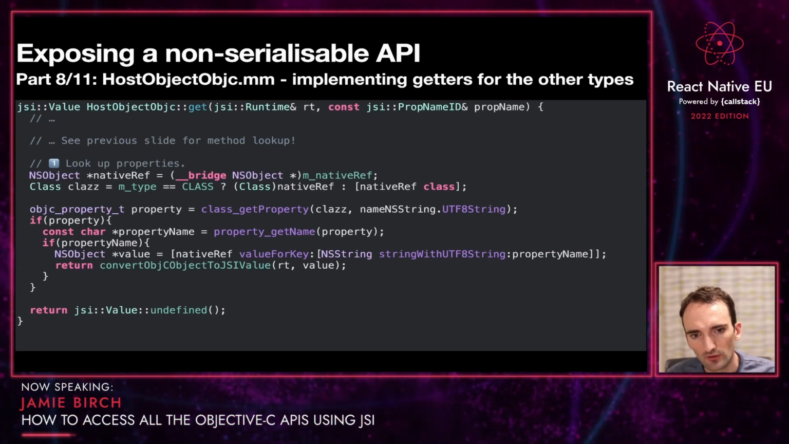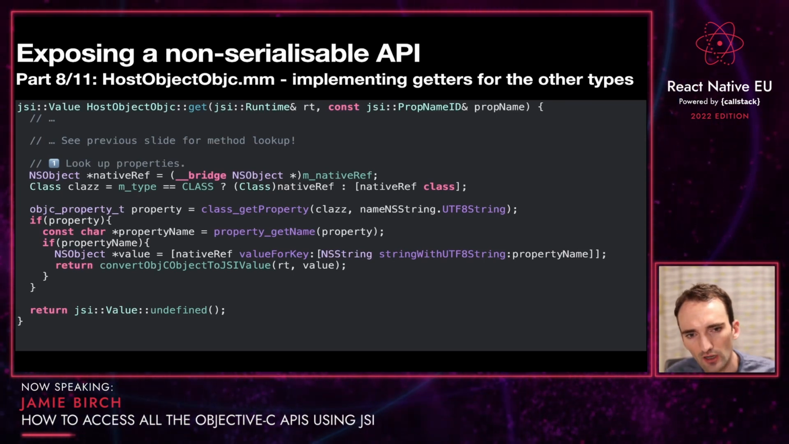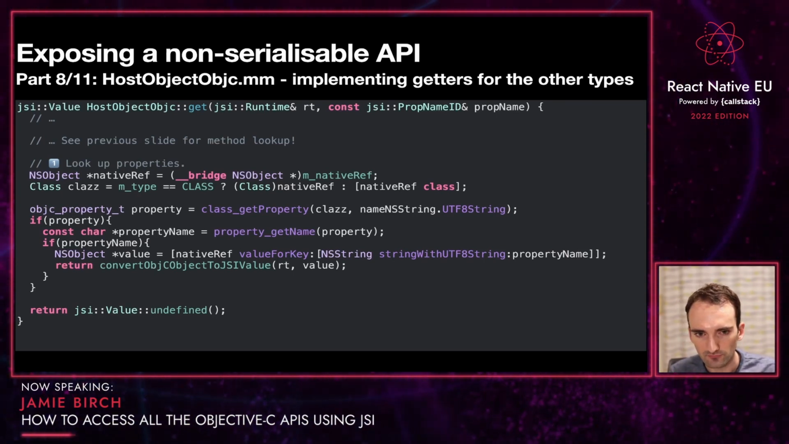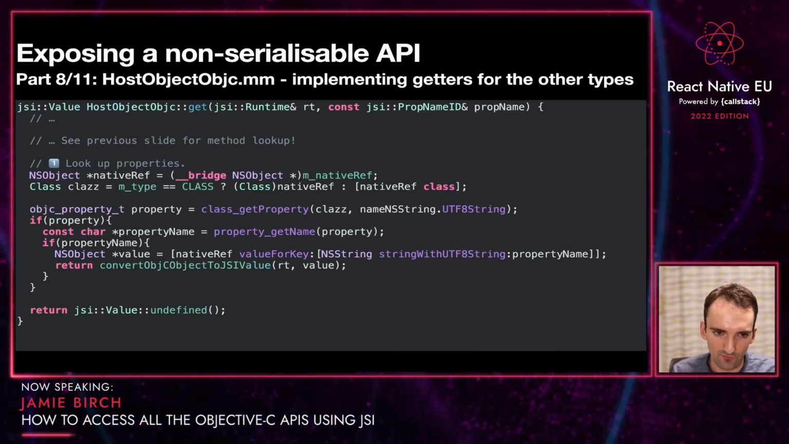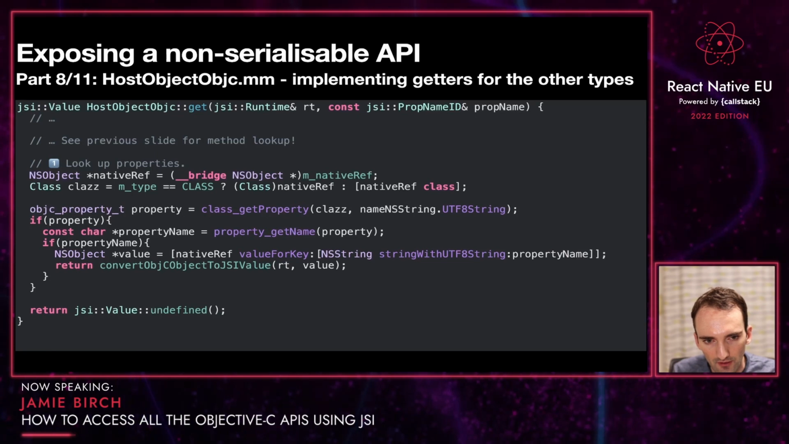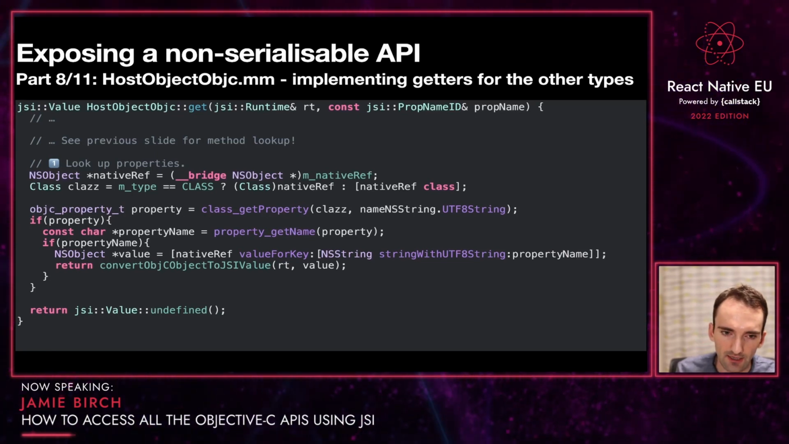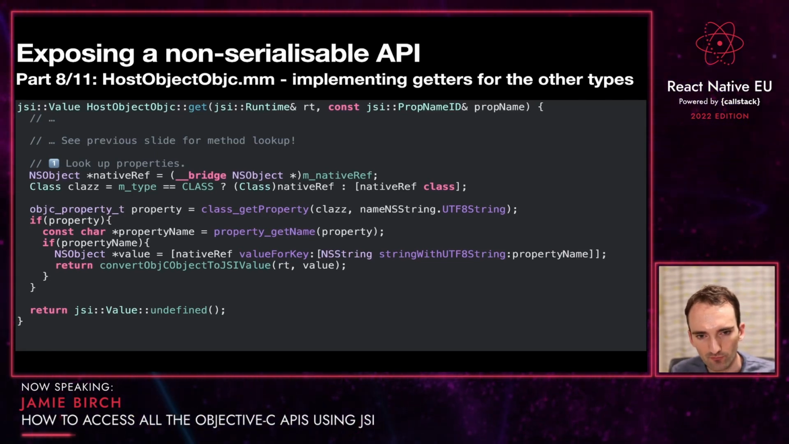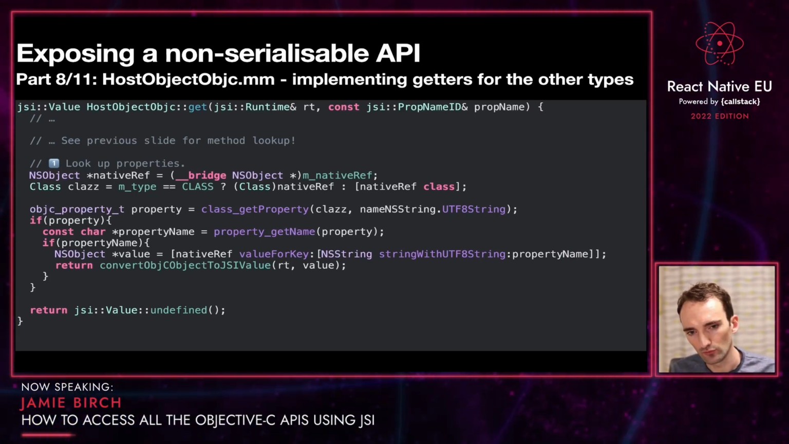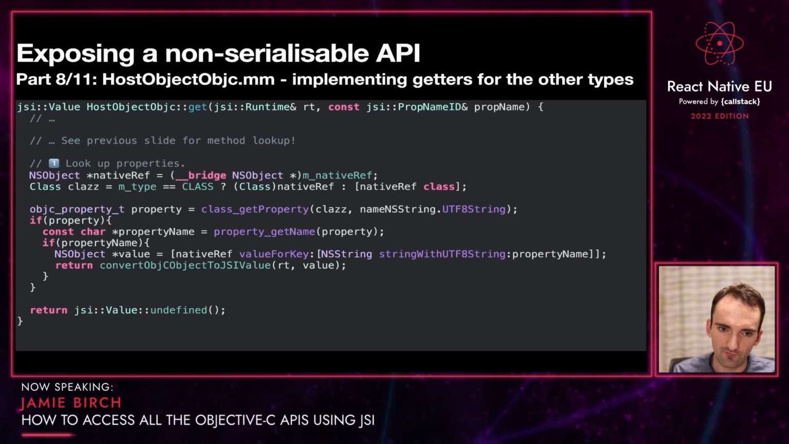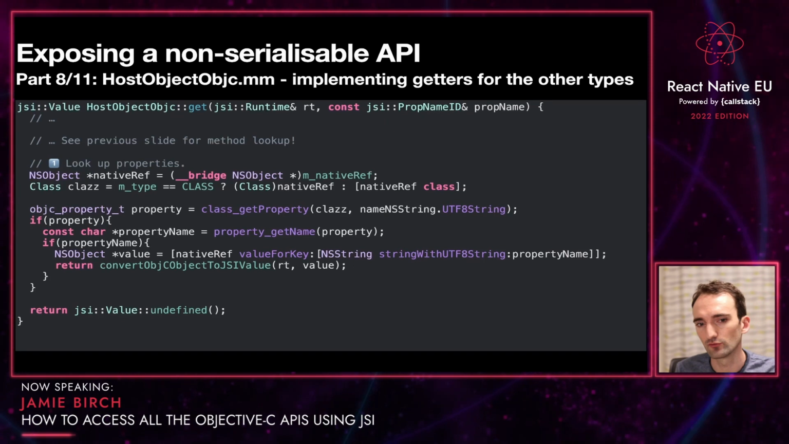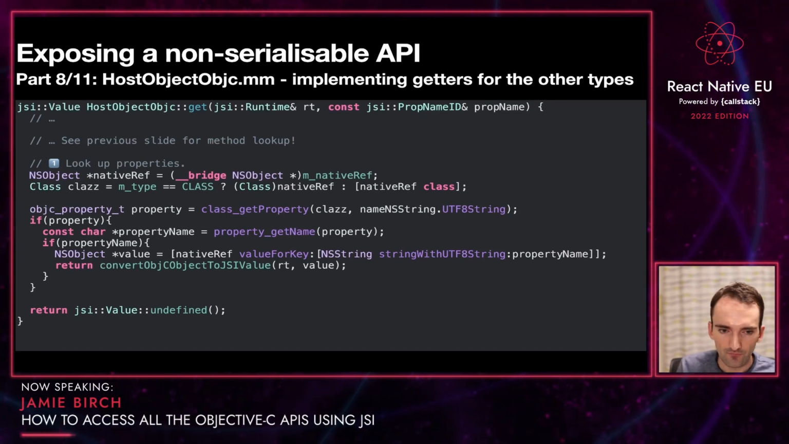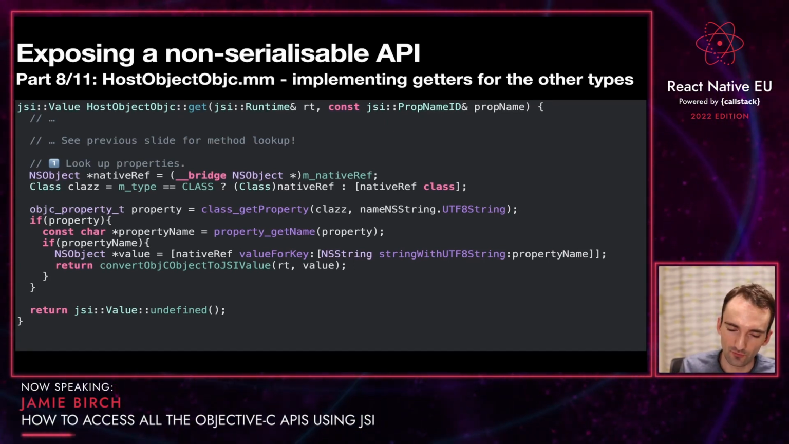Either way you need the class itself, and then you call class get property. Pass in the name. If you get a hit for that, we go a bit further and we grab the value for that property, and we marshal it into a JSI object. That's using one of the helper methods from JSI utils, convert Objective-C object to JSI value. And if none of those things worked, our default case is to return undefined.